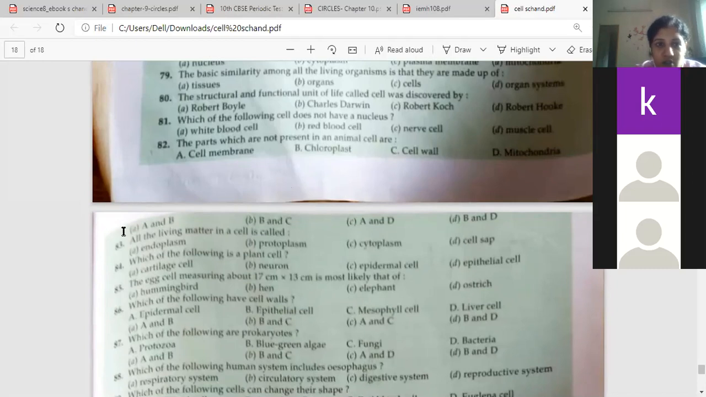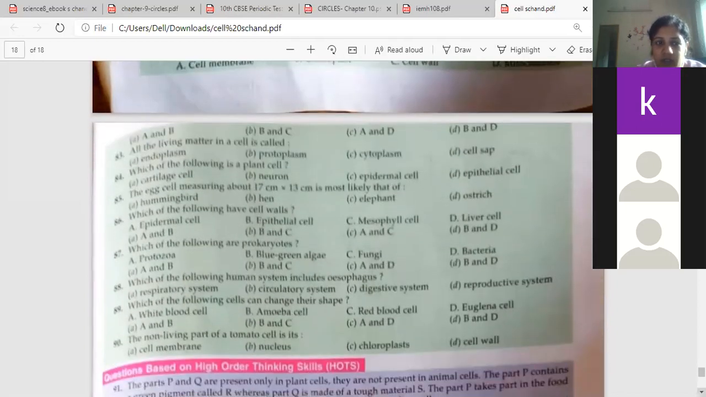Here they have given the options as A, B, B, C, C, D and A, B, D. Ma'am, both chloroplast and cell wall are not present in an animal cell. Yes, so both B and C.